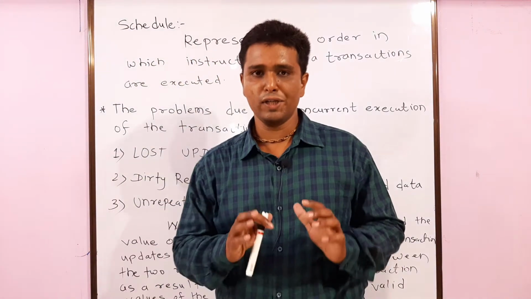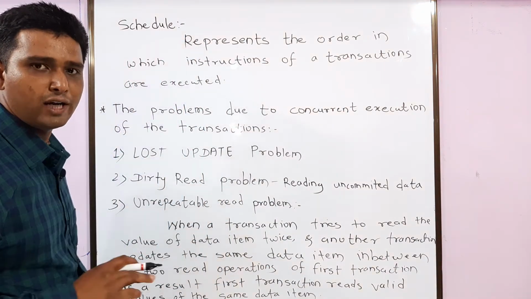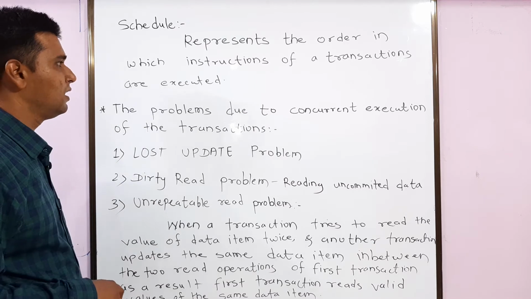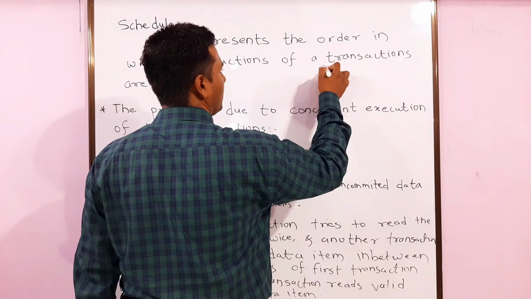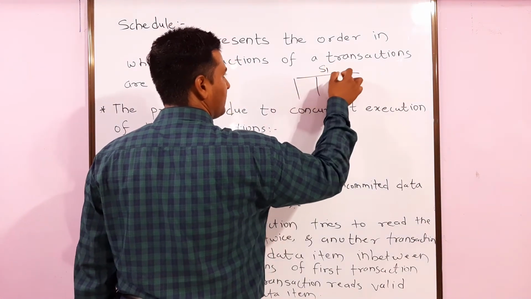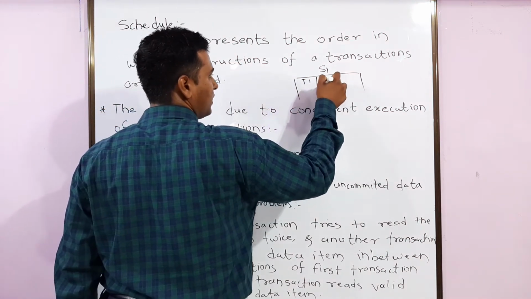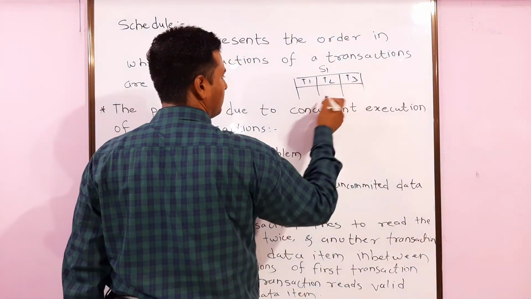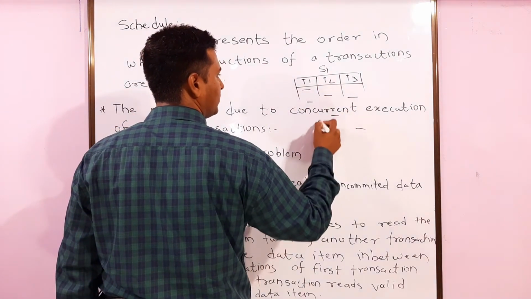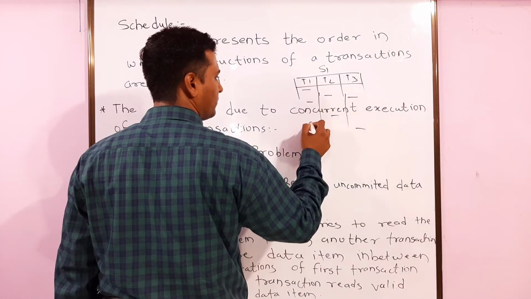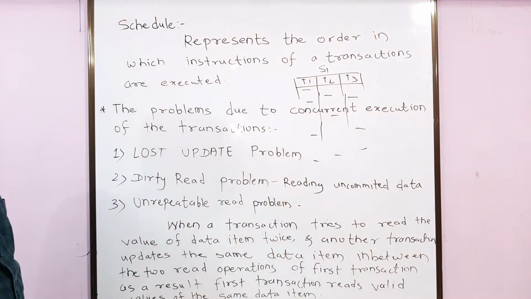Now we will see what a schedule is. In a schedule there are different transactions. A schedule represents the order in which the operations of transactions are executed. In a question paper there are different ways of representing schedules, either by writing or with the help of a table. So here we have transactions 1, 2 and 3, and these transactions have their instructions in different orders like this. This is the order in which the execution will happen. That is what a schedule is.